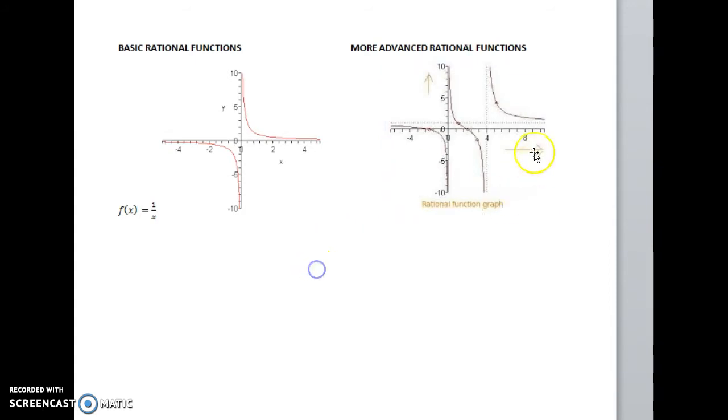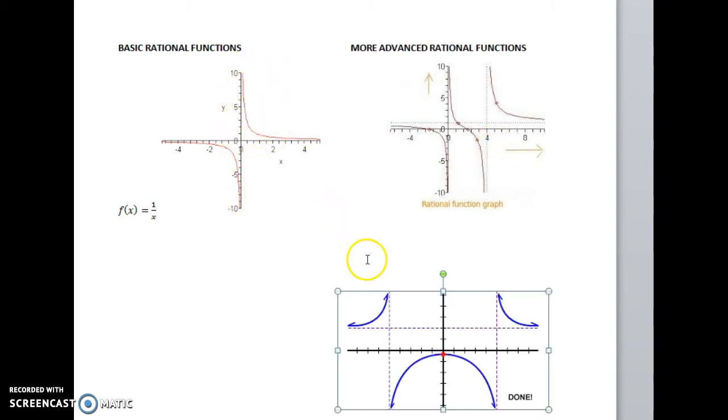So you'll see ones graphed like this today, where you have two vertical asymptotes instead of just one in the parent function. And ones like this, where again you'll have two vertical asymptotes as opposed to the parent function that only has one.